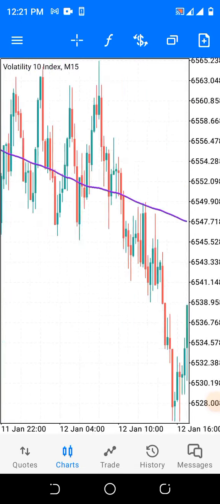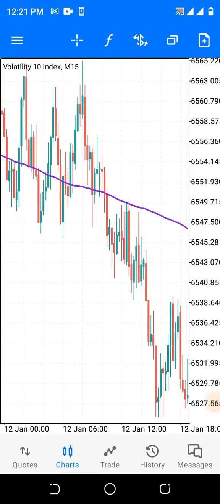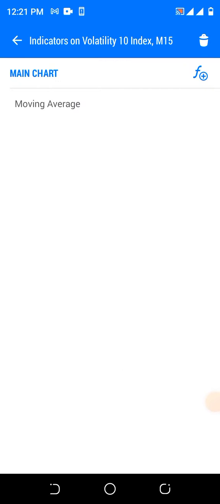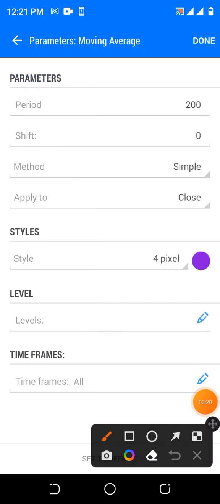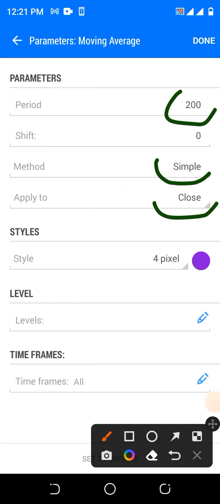To set up the ADX indicator, all you need to do is to go to the function. But before that, let me show you the moving average setting. The period is 200. As you can see, the period is 200. The method is simple, apply to close. For the style, choose the color of your choice. So this is for the moving average.